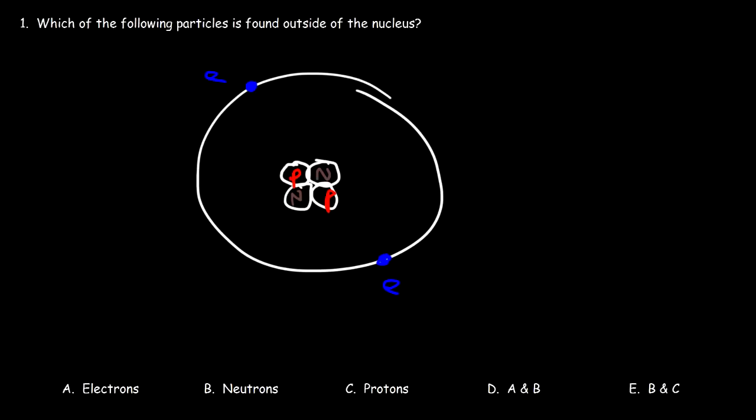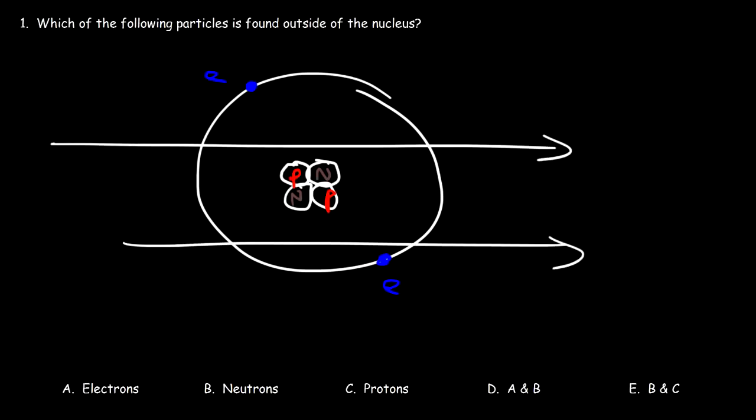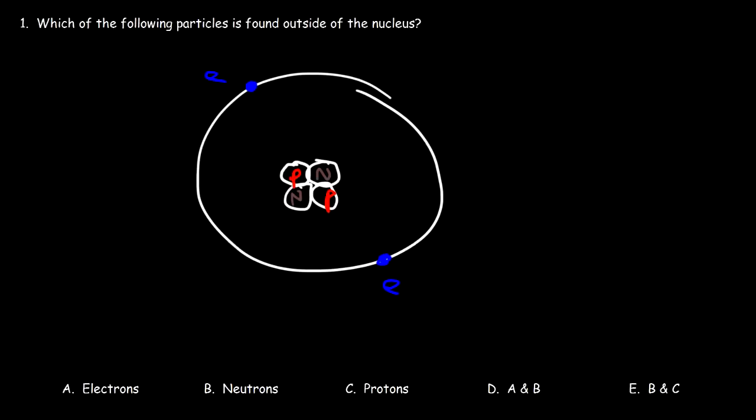Now, the atom is mostly empty space. Even though this picture doesn't show it to scale, this nucleus is relatively small compared to the electron cloud. And so a lot of matter, like high energy particles, can go straight through an atom because an atom is mostly empty space. 99% of the mass is concentrated in the nucleus of the atom. Protons and neutrons are more than 1,800 times more massive than an electron. So going back to this question, the particles that are found outside of the nucleus are the electrons. A is the right answer to this problem.